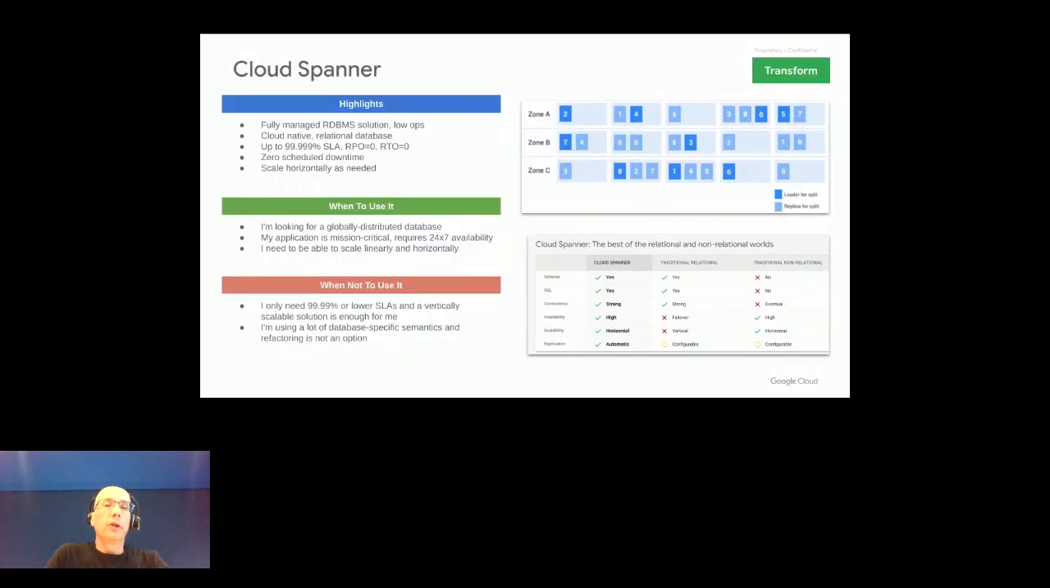All right, awesome. So next one is Cloud Spanner. Cloud Spanner is really a truly unique relational database solution. I'm going to ask you to draw your attention to the table on the bottom right. That table summarizes the typical characteristics of a relational database and a non-relational database.